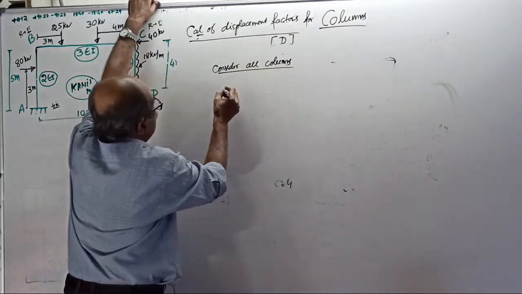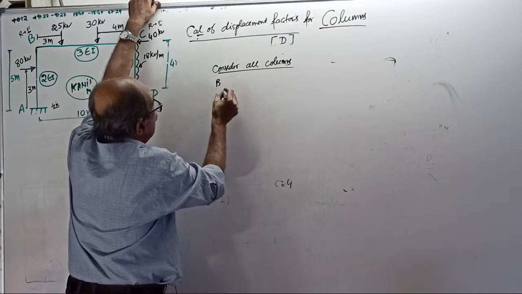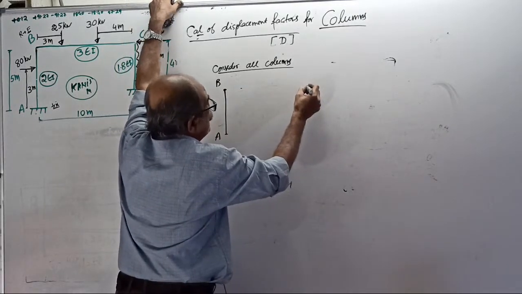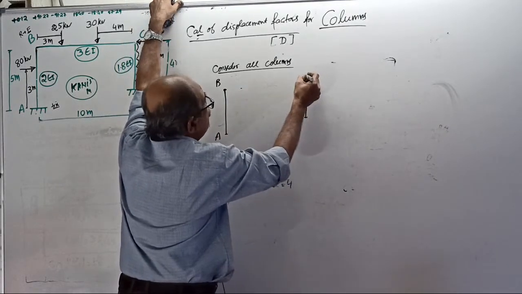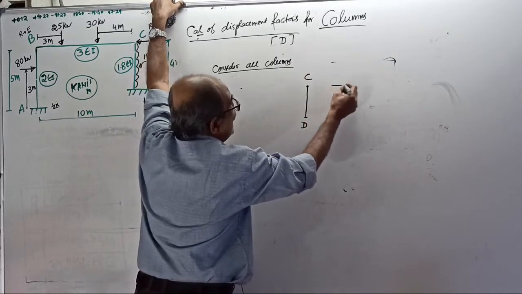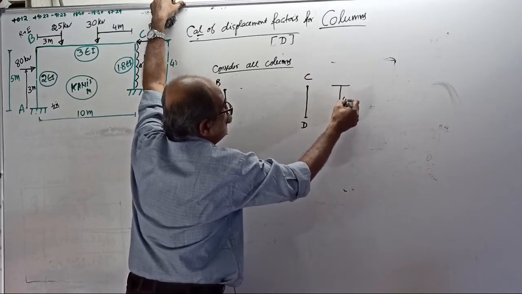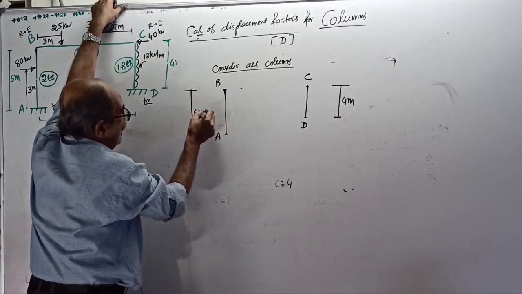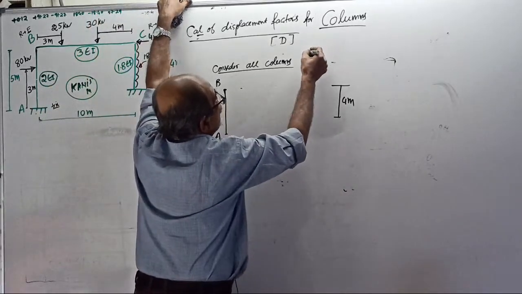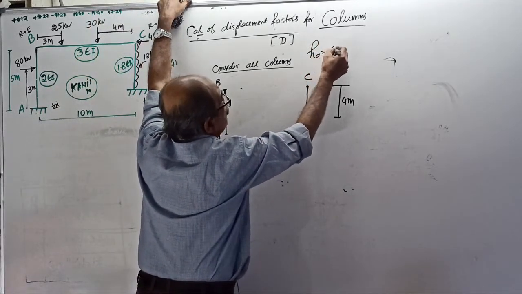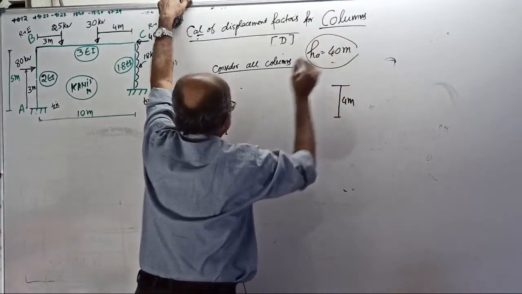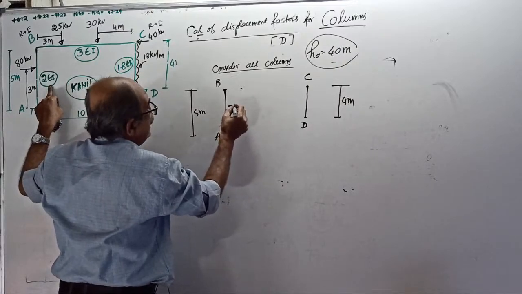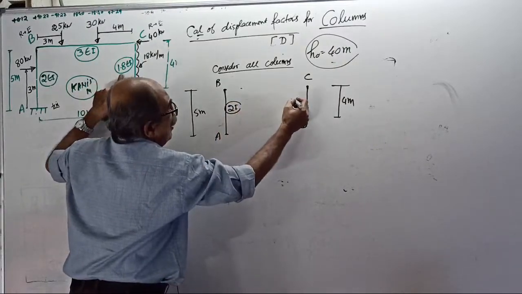Comes here, all columns. One sketch here. This is column B, this is column A, at the same level. B, the second column, is there with lesser height. This is C, this is D. In the sketch, you write the height of this column as 4 meter, and the height here as 5 meter. And then remember, the reference height h0 equals 40 meter. Now, below I write I here. This is 2I. This is 1.8I.